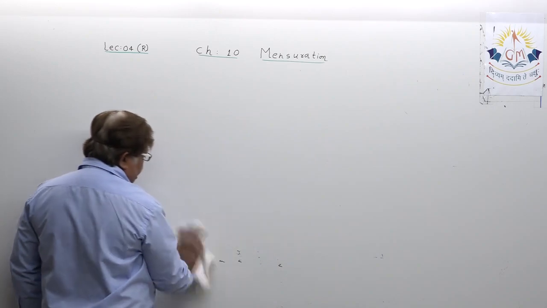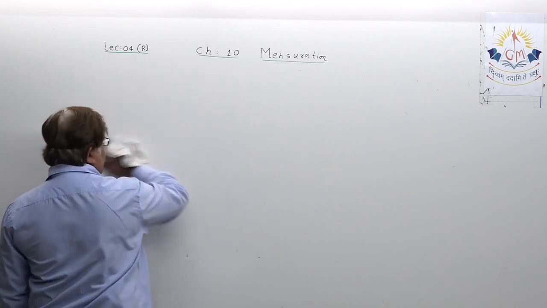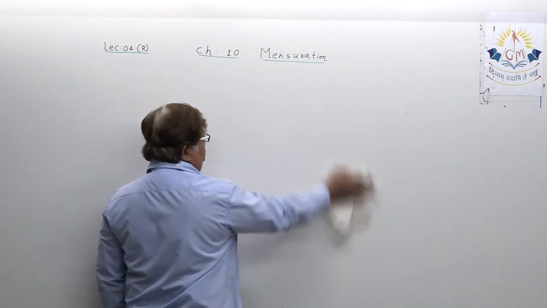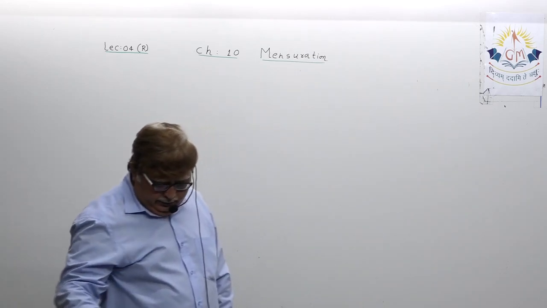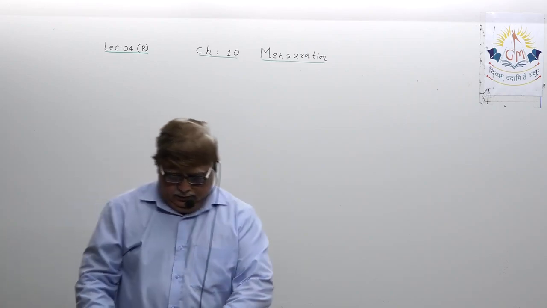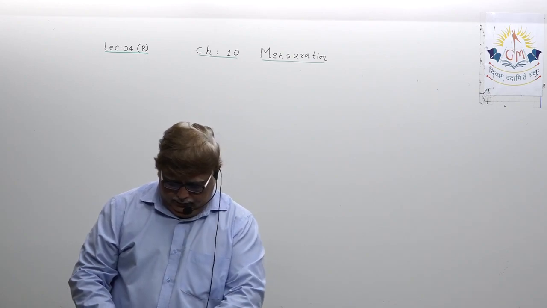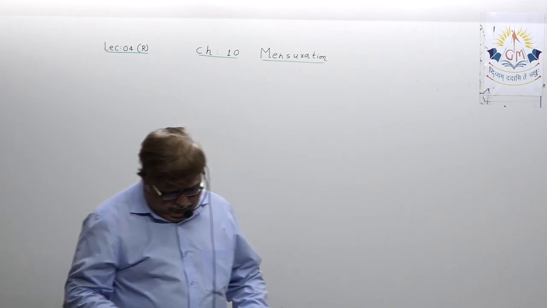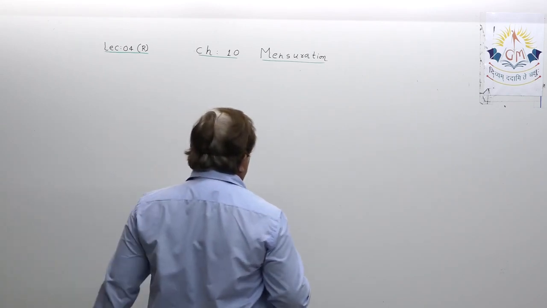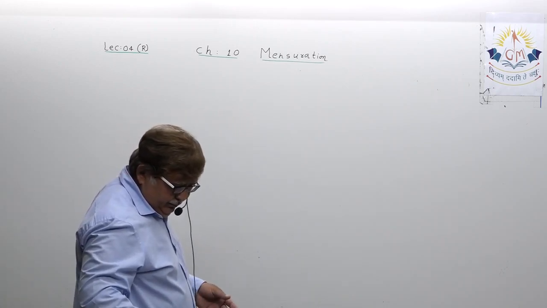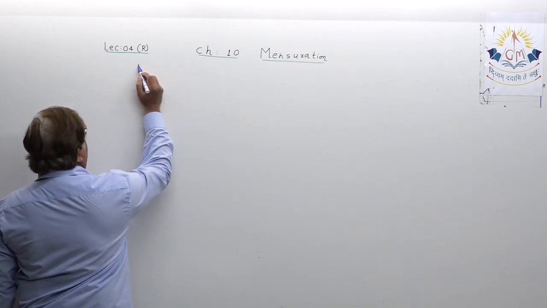Formula you need to remember. What is the formula of area of an equilateral triangle? Under root 3 upon 4 x square, that you know. Okay. Let me write one example based on this. This is the example we want to discuss. Let me write it. This is the example.